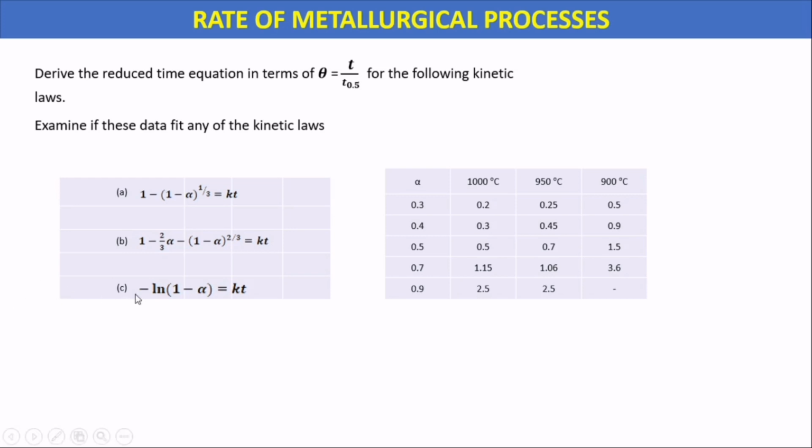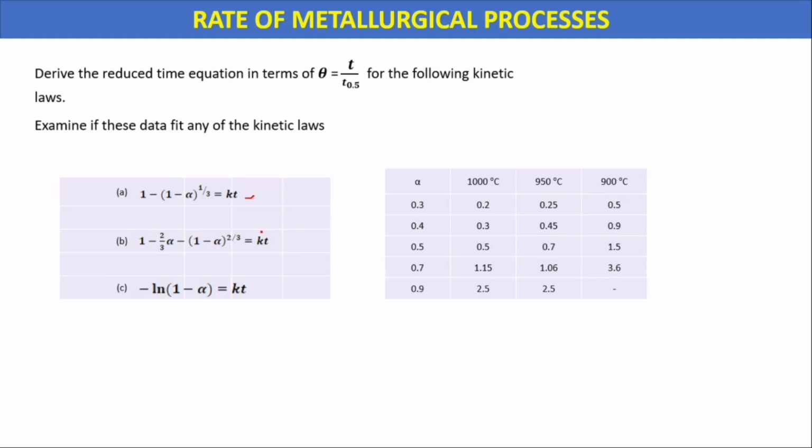Now we're given three kinetic laws. A is 1 minus (1 minus alpha) exponent 1 over 3 equals kt. The second one is 1 minus 2 over 3 alpha minus (1 minus alpha) exponent 2 over 3 equals kt. So what do we do about this?